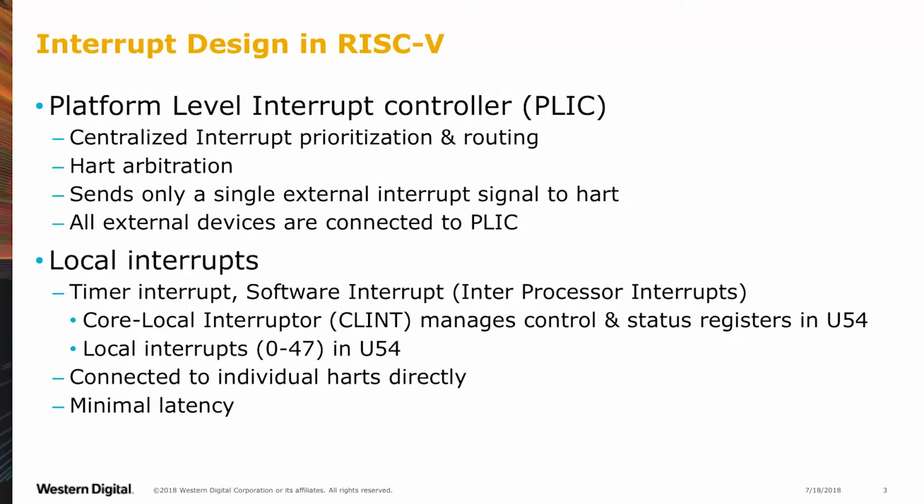We have two different kinds of interrupts in RISC-V. One is the platform level interrupt controller, the PLIC, which manages all the external interrupts. This interrupt controller does all the prioritization and routing of the interrupts and hart, or CPU, arbitration. Basically, let's say 10 interrupts are connected. It decides, when an interrupt gets signaled, which CPU gets the interrupt. All these external devices are connected to the PLIC, and then the PLIC is connected to the hart CPU.